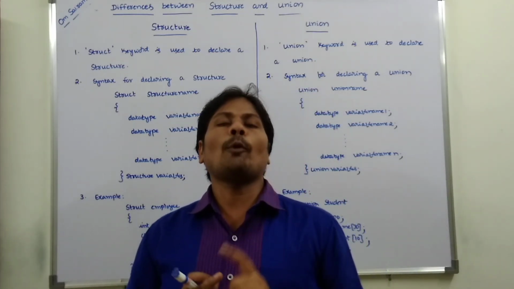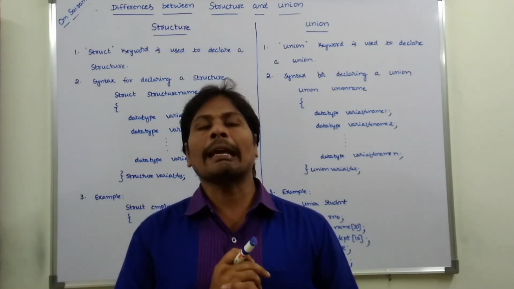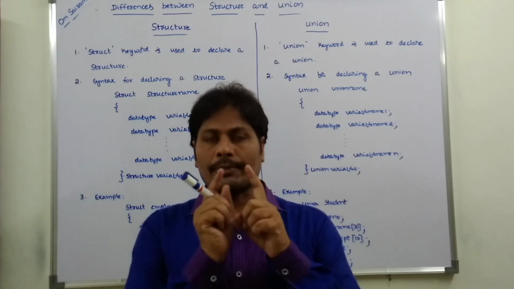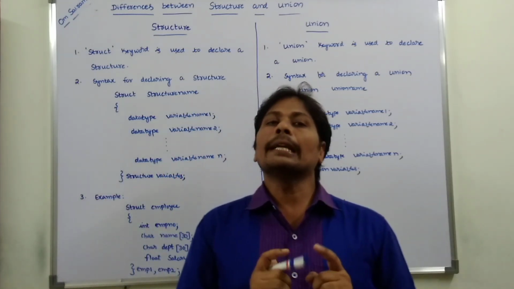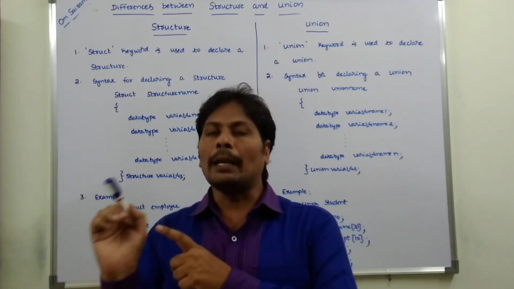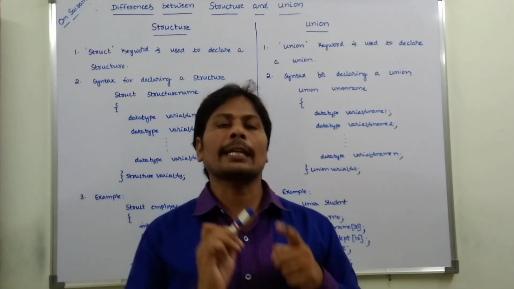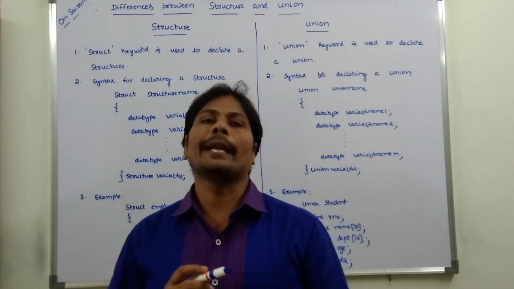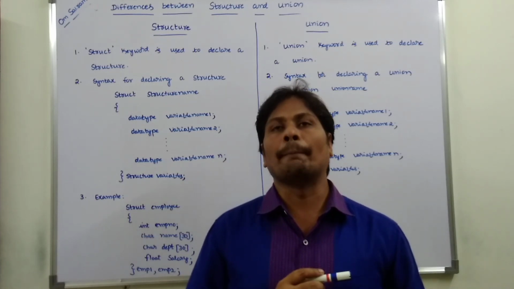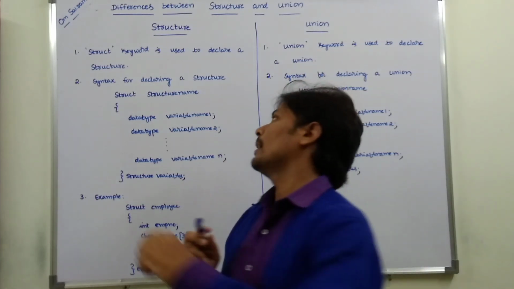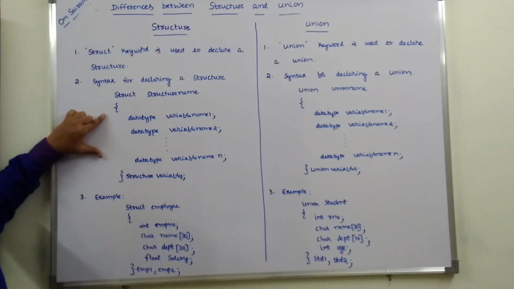Next, second point, what is the syntax used for declaring a structure? struct structure name, brace begin, data type variable name 1, data type variable name 2, up to data type variable name n, closing brace, structure variables, semicolon. So this is the syntax used for declaring a structure.